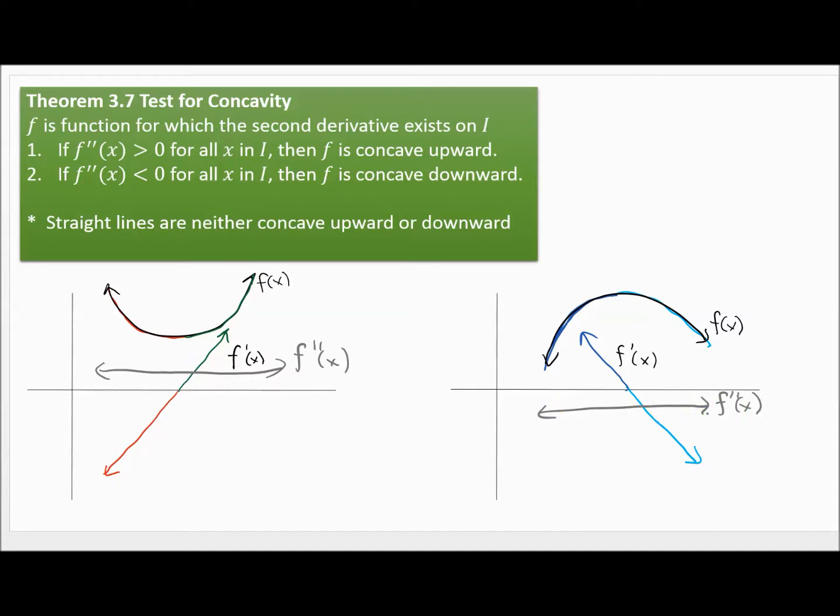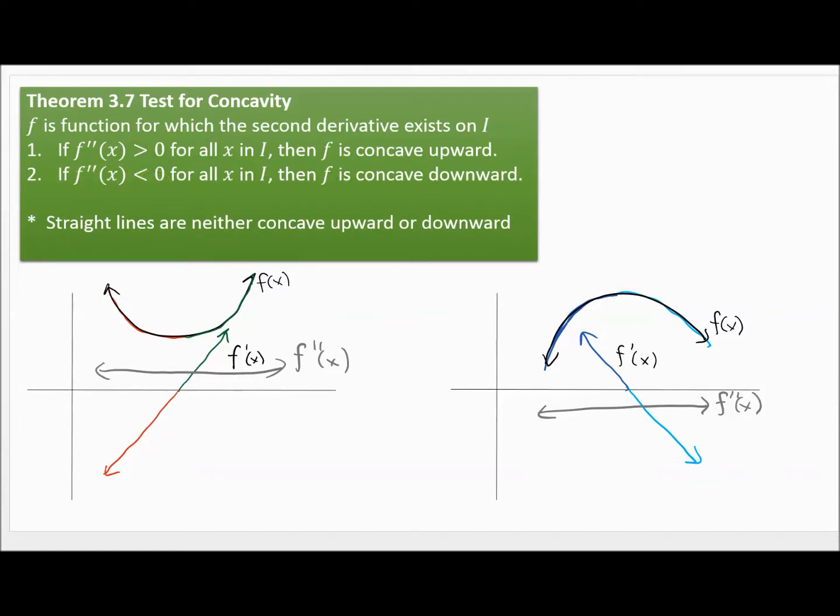Now, you're not going to have to draw pictures, but I want you to see how this really relates. But notice it says, if the second derivative is positive, you're concave upward. If the second derivative is negative, you're concave downward.